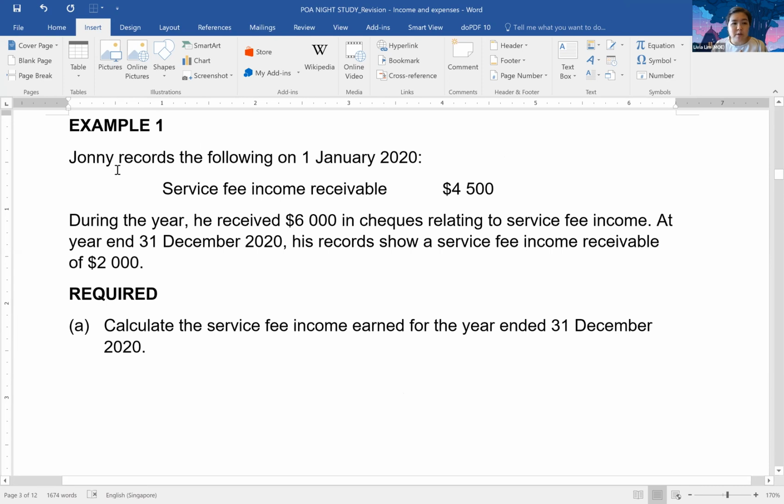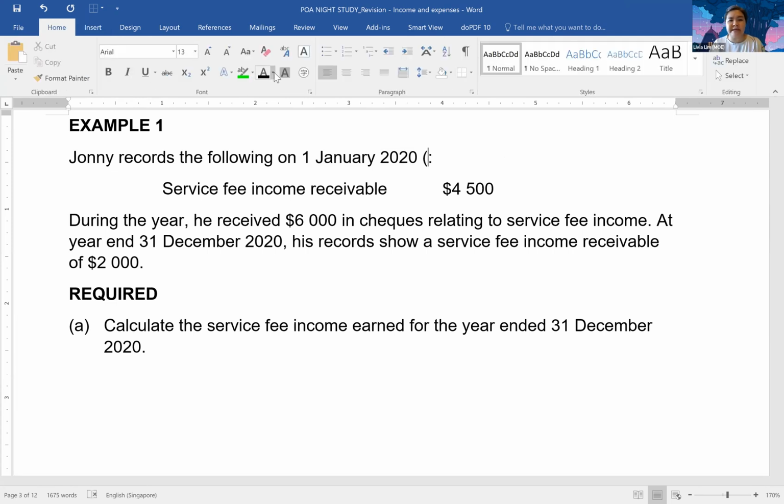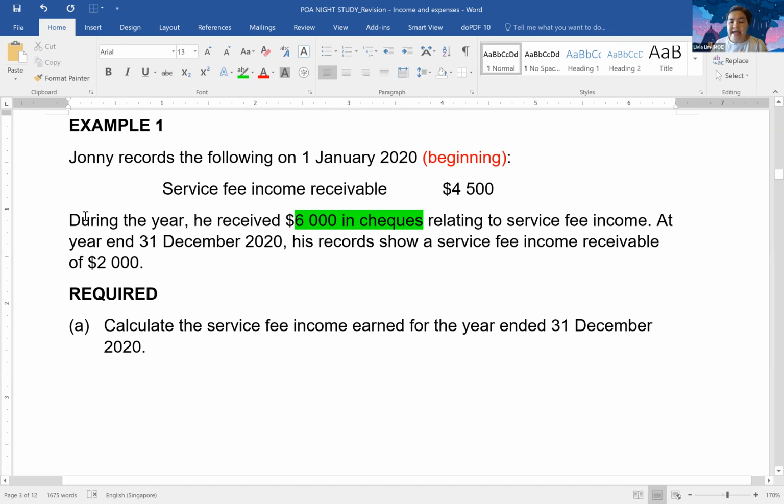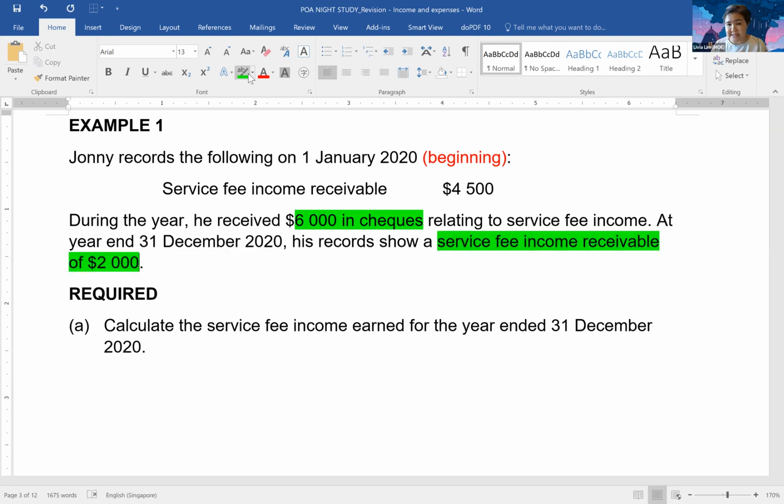So let me go through example 1. You record the following on 1st of July. This is actually the beginning, the beginning of the year. At the beginning of the year, you saw that there was a service fee income receivable of $4,500. During the year, you received $6,000 in checks and it's related to service fee income. And your records show a service fee income receivable of $2,000.